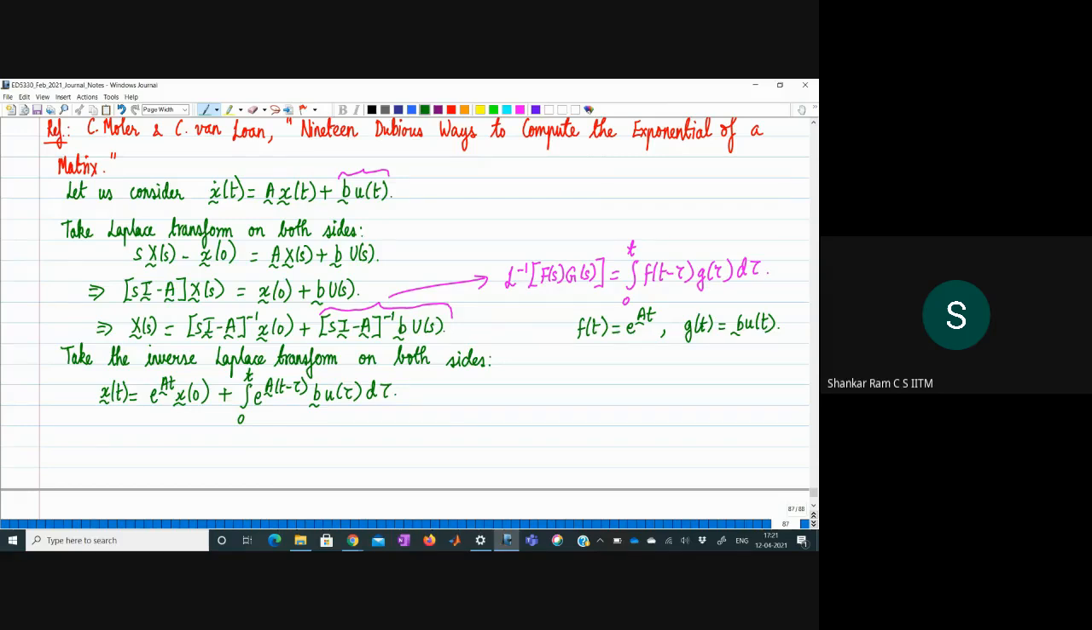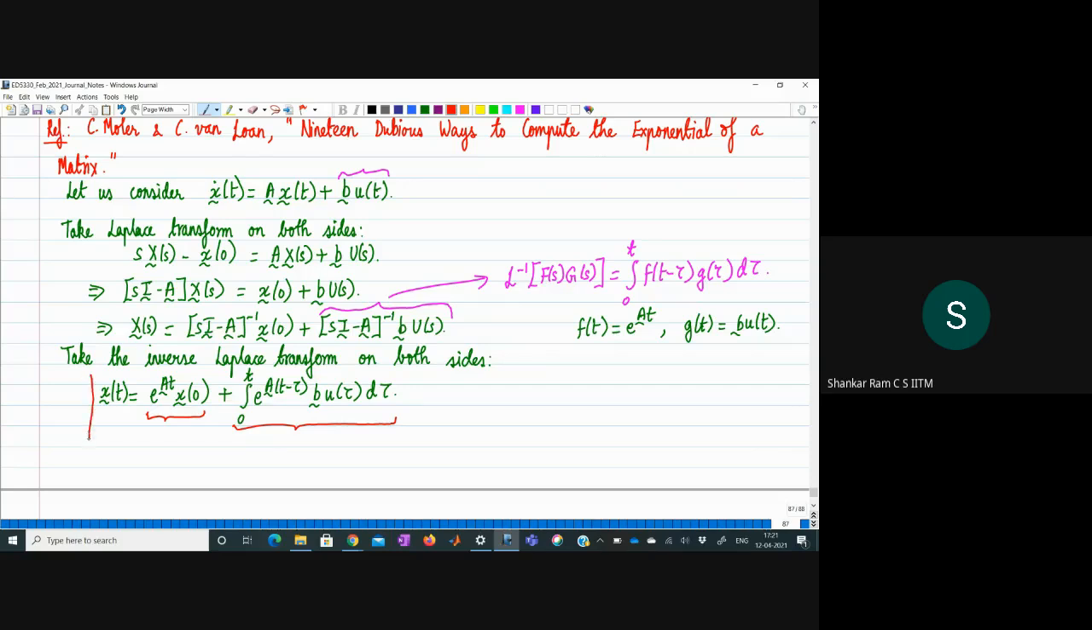This is what we will have as the state when we apply the inverse Laplace transform. You can immediately observe that there is an extra term. Previously we had this e power at x0. Now we have this term due to the input, which appears additionally. So this is the solution to the state equation.